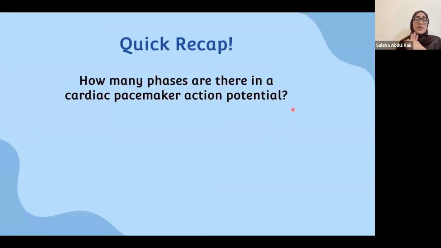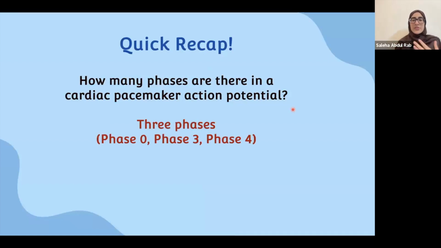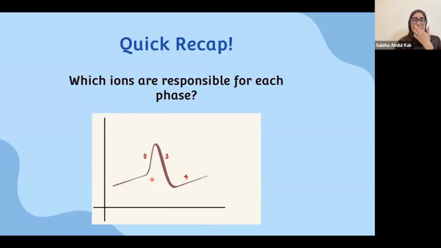Okay, so a quick recap. If you guys want to answer along with me, that would be great. I'm going to show you an image and we're going to go through the different phases of the action potential. So there's 3 phases, phase 0, phase 3, and phase 4. Which ions are responsible for each phase?